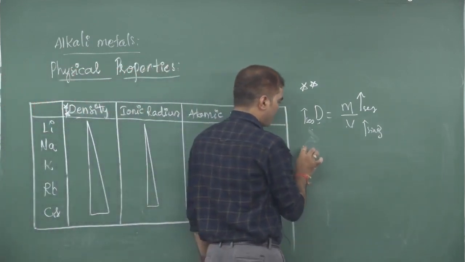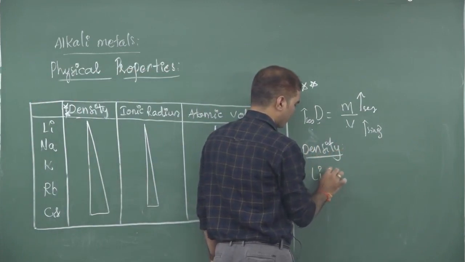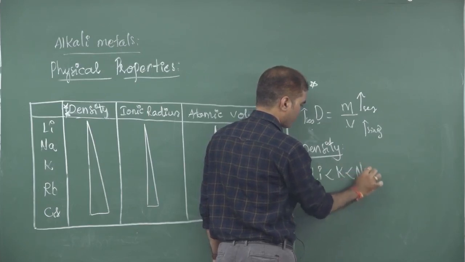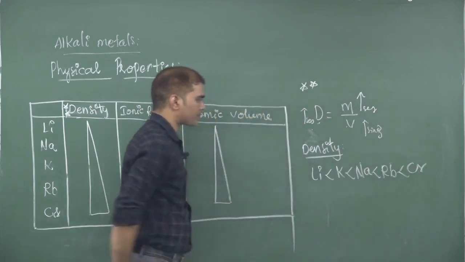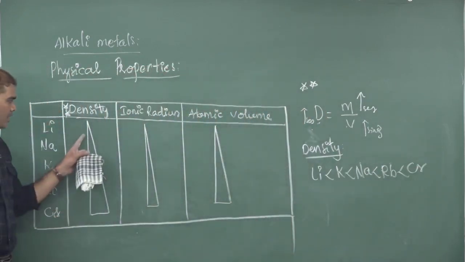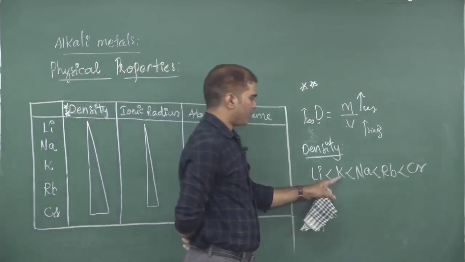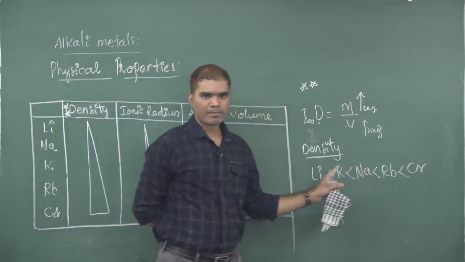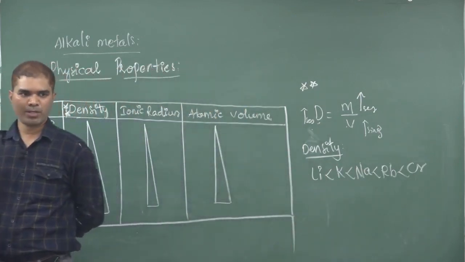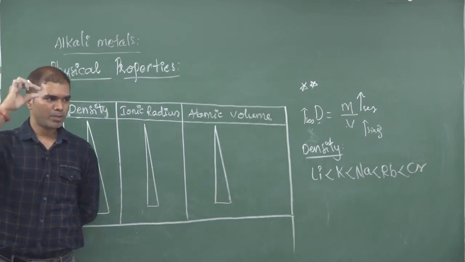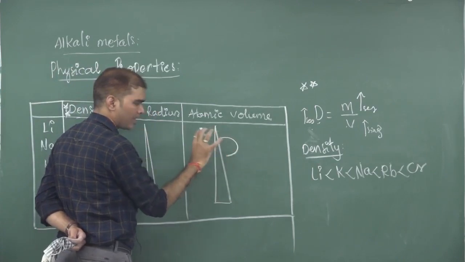Okay. For density, the correct trend is this. Though I have given it as increasing, there is a small anomaly. You just write down separately. Why is potassium coming before sodium? The simple reason is, starting from lithium to sodium, atomic volume is increasing. But from sodium to potassium, the atomic volume suddenly increases to a greater extent.